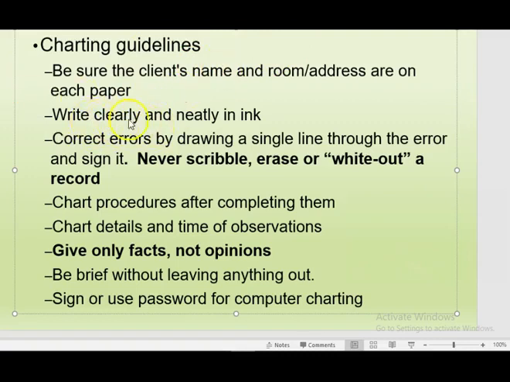If you're writing it, clearly write it in ink, never pencil, right? And if it's written, you correct errors by drawing a line through the error and signing it. So you don't scribble it so you can't see it. You just put a line through it, never scribble, never erase or white out a record. If it's on a mobile app, there's different ways to say wrong client, and then you put your password in, right?